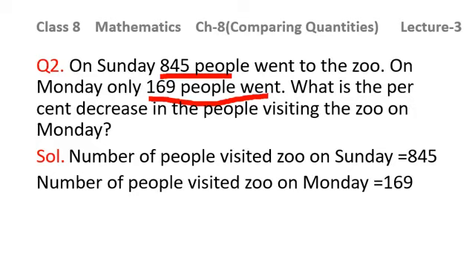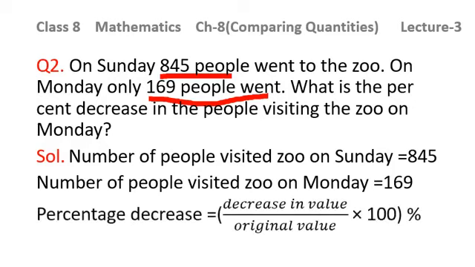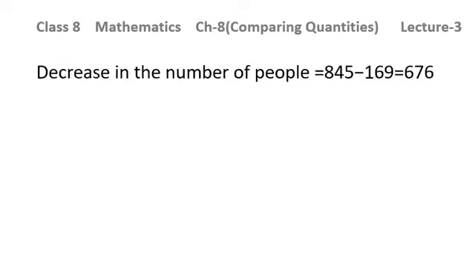As there is a decrease in the number of people visiting the zoo, if we compare from Sunday to Monday, then we will find that there is a percentage decrease, and we need to find that percentage decrease. We have learned this formula: percentage decrease is equal to decrease in value over original value into 100%. First of all, we need to find the decrease in value, how many people decreased on Monday. Then original value we know, that is 845, into 100%. So decrease in the number of people will be 845 minus 169, that will give you 676.